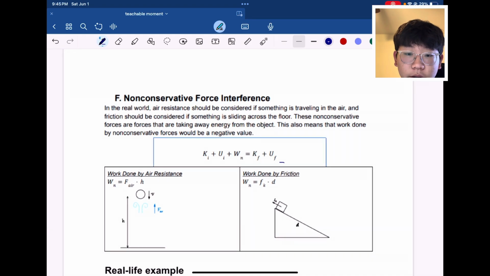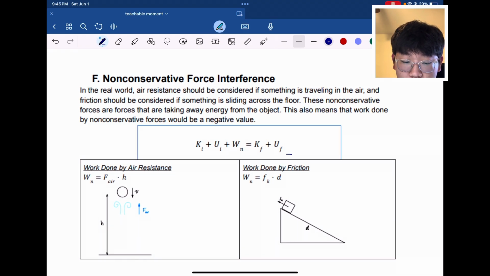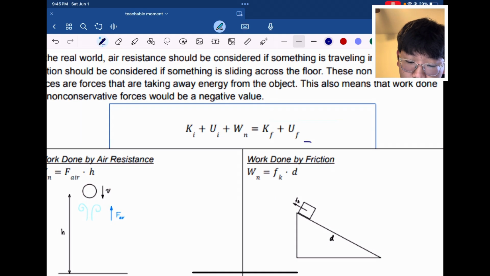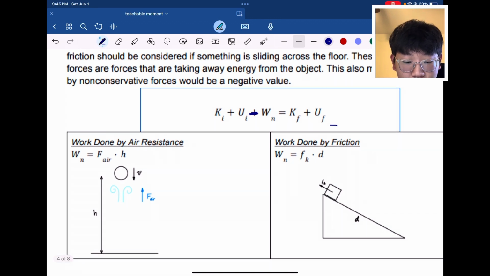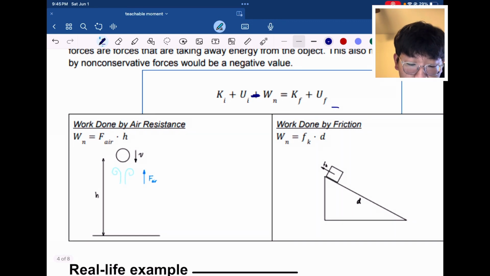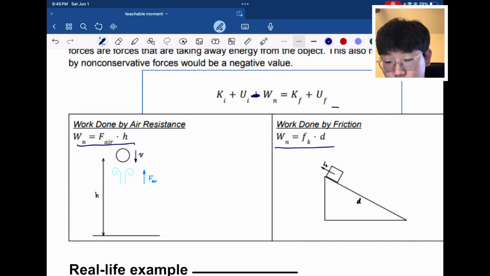Okay, now let's talk about non-conservative force. In real life, air resistance should be considered for something traveling in the air, and friction should be considered if something is sliding across the floor. These are taking energy away, and this work should actually be negative. So work done by air resistance is the force applied by air times height, and work done by friction is friction force times distance.